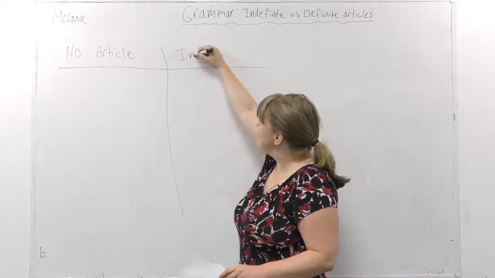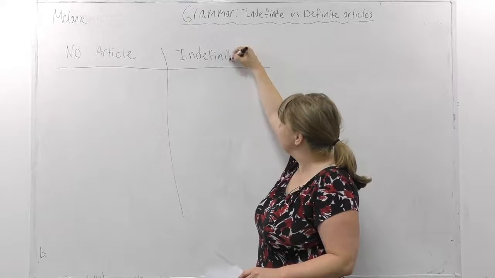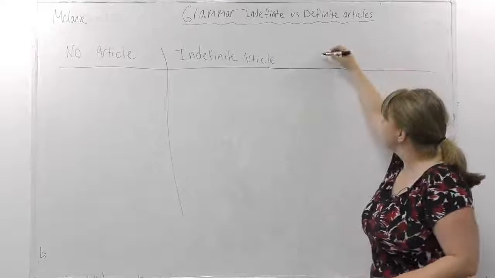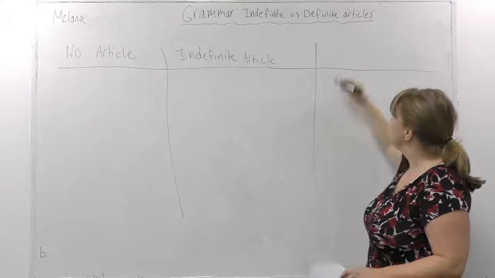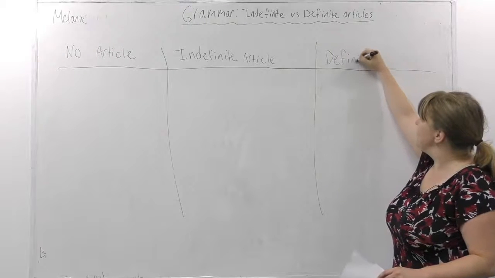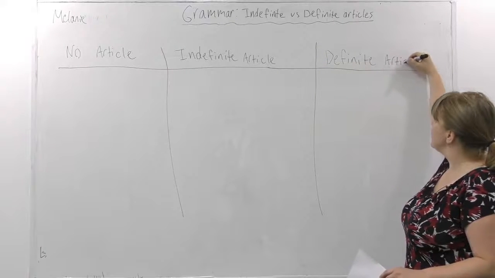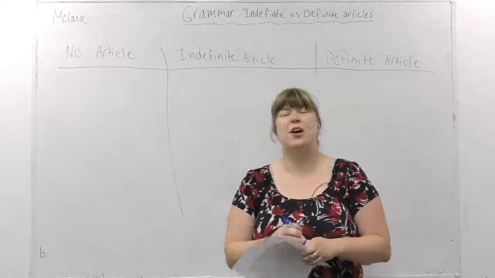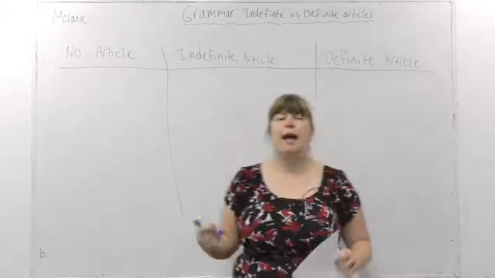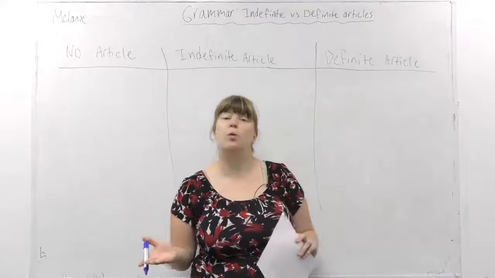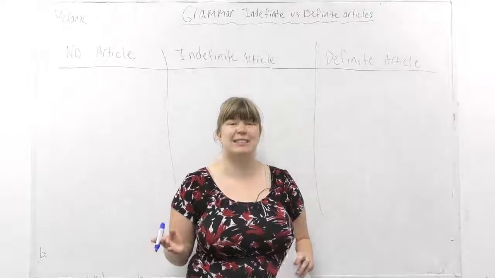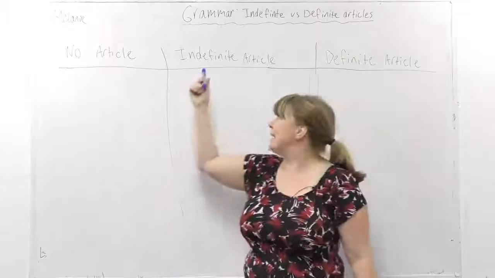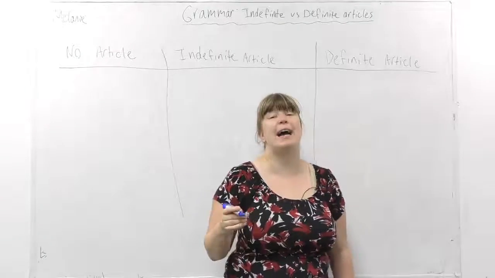All right, so let's see, no article. And then we have indefinite articles. And we have, of course, definite articles. All right, so what is an indefinite article? Do you guys remember an indefinite article? So what do you think that means? No article, pretty obvious. That means there is no article at the beginning. Indefinite, what do we put before a noun?